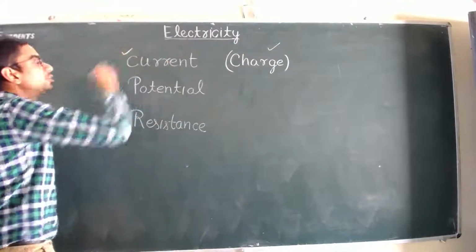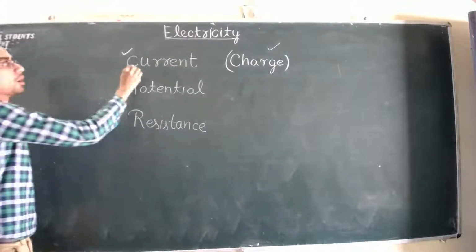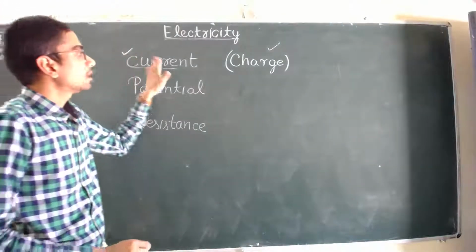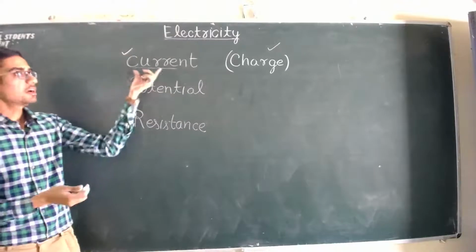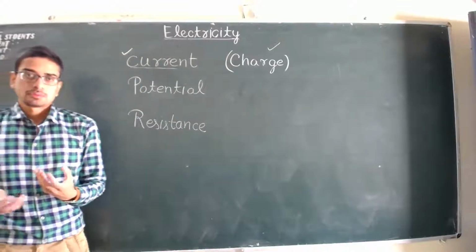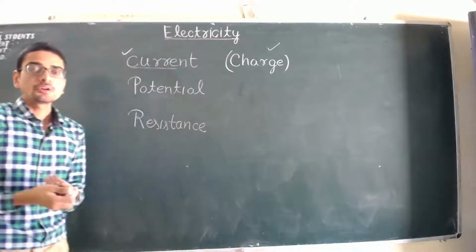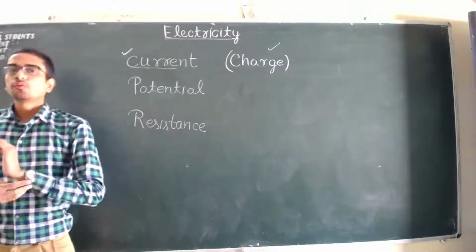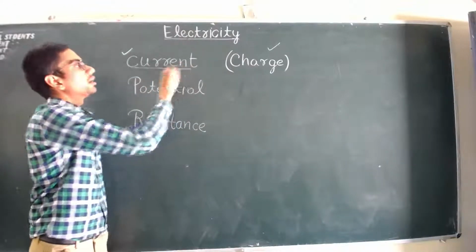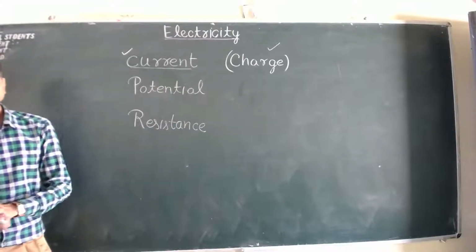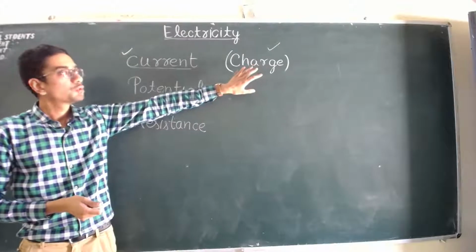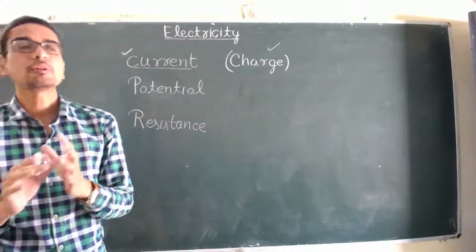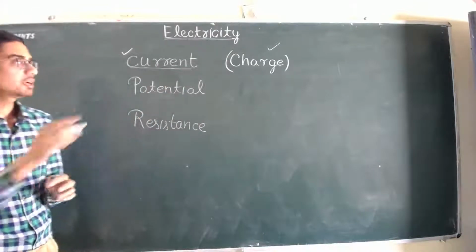What is current? Do you know about current? Everyone knows current, but can you define this? Current is the flow of... Current का मतलब क्या होता है? Current means flow. Current of river, current of water. Similarly, flow of charges is known as current. In other words, the total charge flowing per unit time, per second, in a conductor, that is current. We will study about it later.